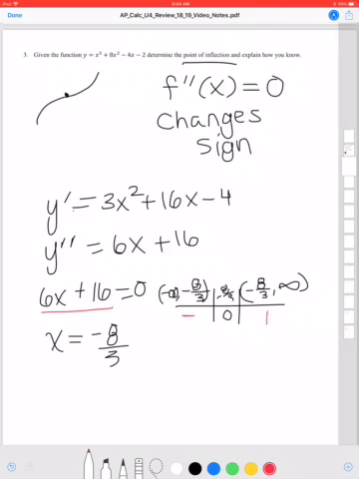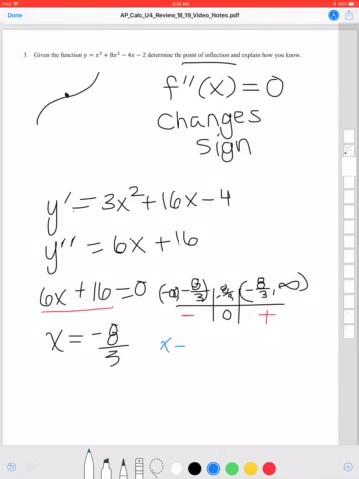And if I pick a number above negative 8/3, let's just say 1, 6 times 1 plus 16 gives me a positive answer. So there is a point of inflection at x equals negative 8/3 because the second derivative changes sign at this point.